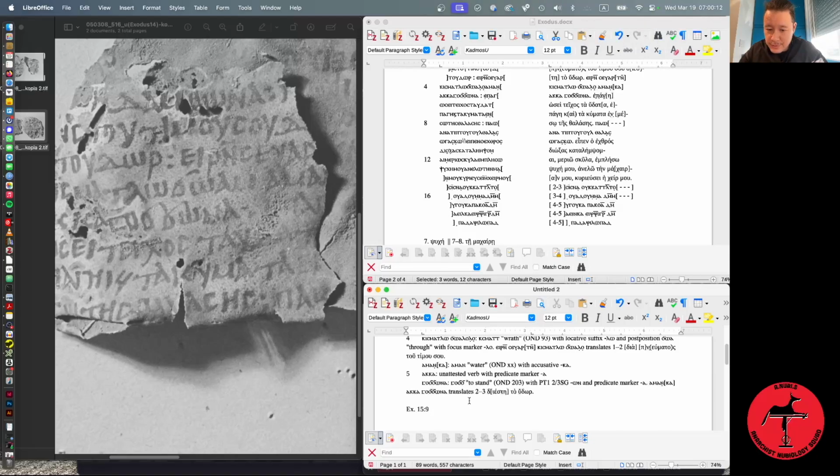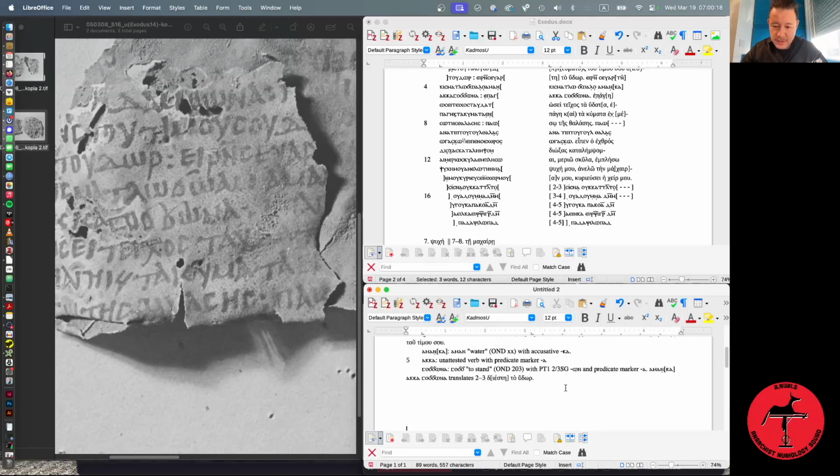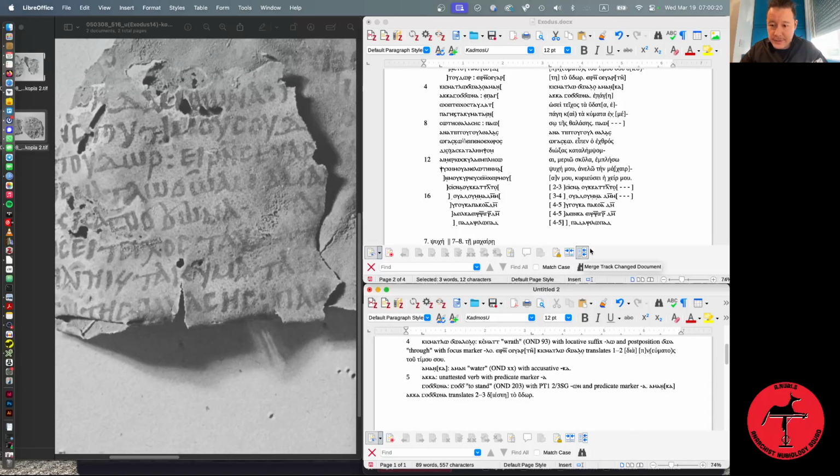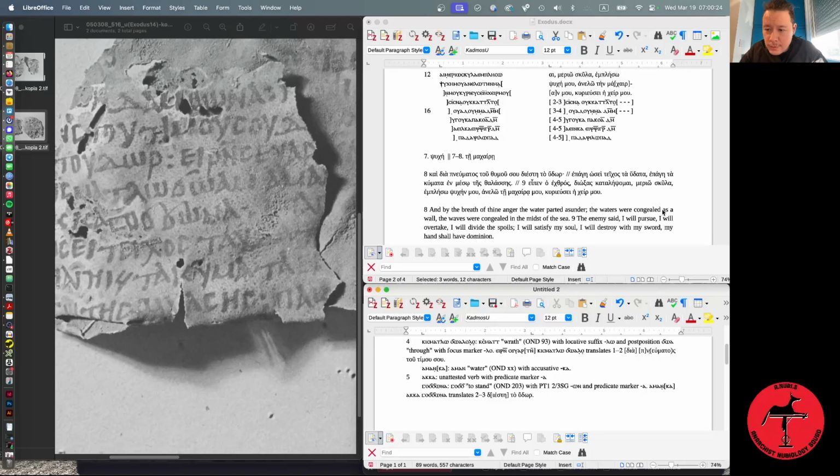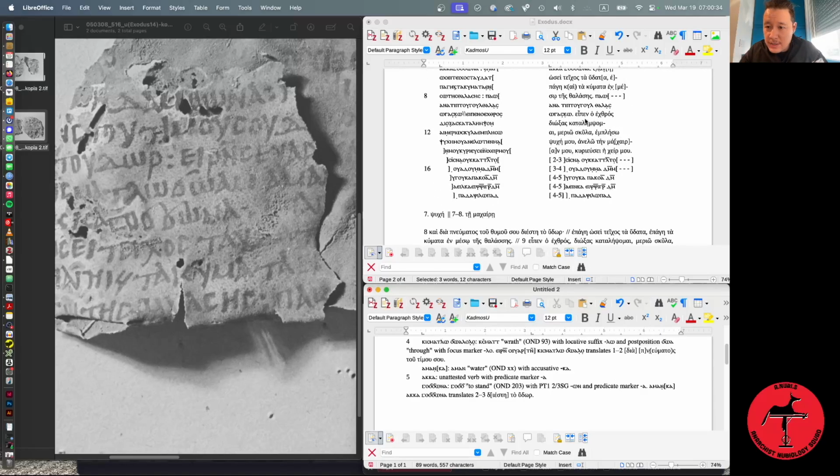Oh wait, we first need actually the second part. I'm going too fast. That's already 9, but we need the second part of verse 8, because it continues actually here. The waters were congealed as the wall, the waves were congealed in, this is really nice, that parting of the seas. Waters were congealed as a wall, the waves were congealed in the midst of the sea.